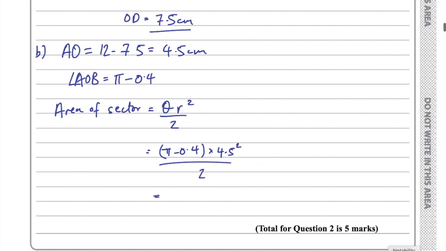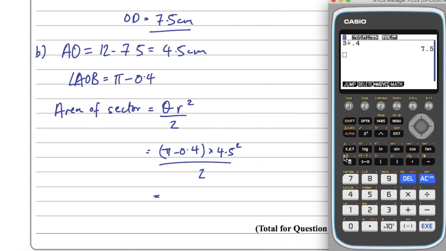And then we could just put that into a calculator. So we've got pi minus, probably should use brackets, pi minus 0.4 multiplied by 4.5 squared and divide that by 2, and we get 27.759.